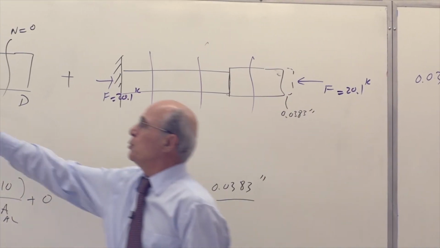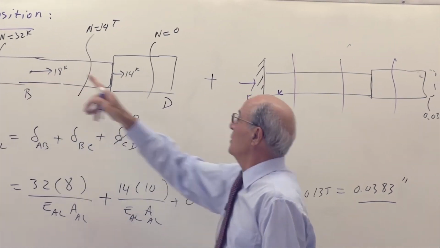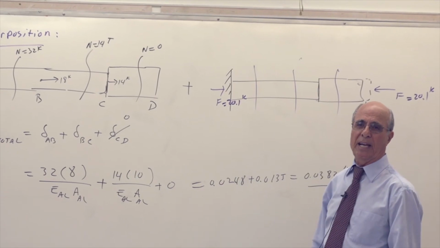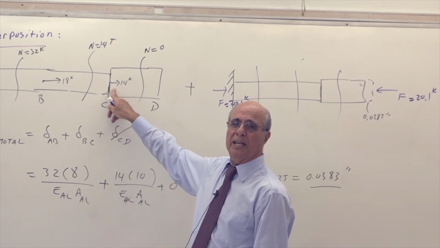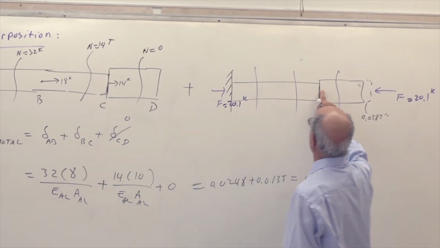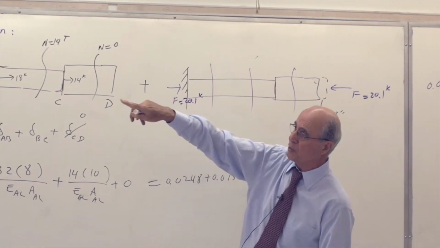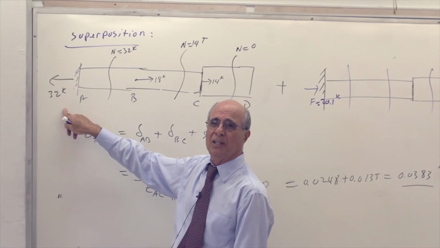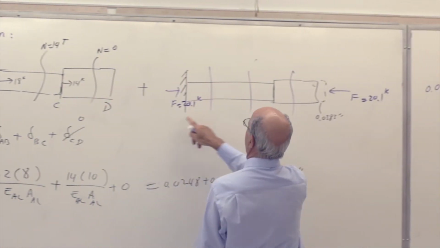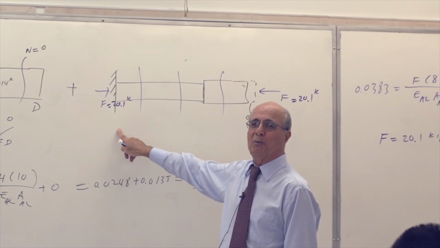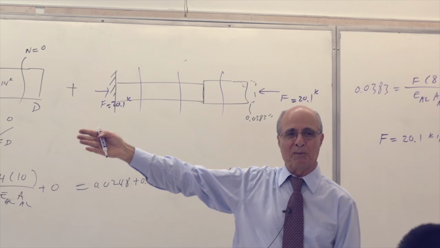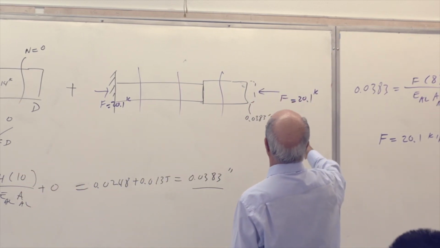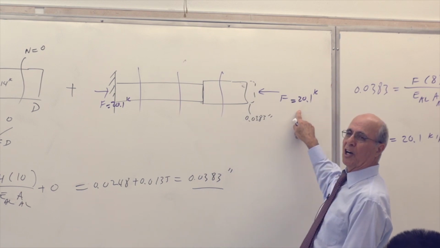What force do you have here? 18. What force do you have here? 0. So the sum is 18. What force do you have here? 14. What do you have here? 0. So the result is 14. Everybody understand that? What you have here is 32 minus 20.1, which is 19 point whatever we got there. Everybody see that? That's the RA. Is that correct? And what is this? This technically is RD, everybody.